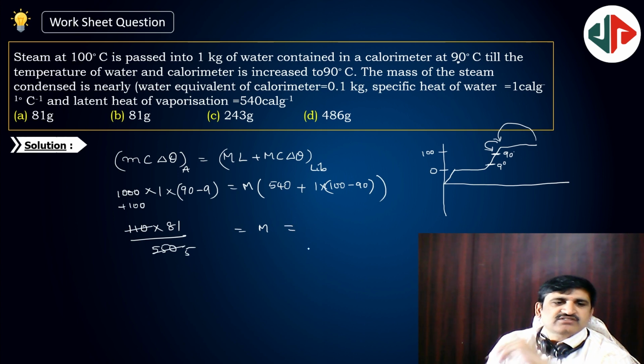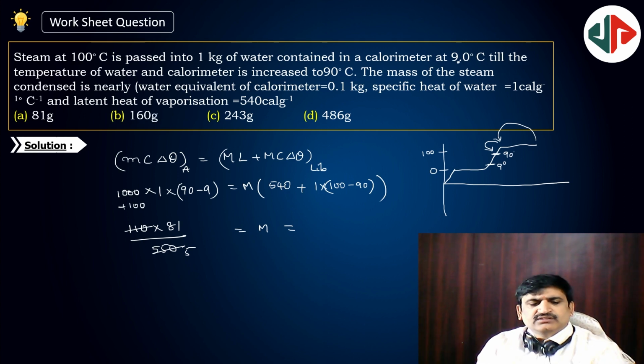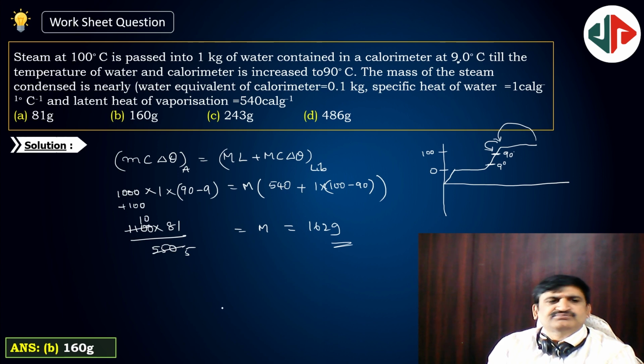So M is equal to how many times? 16 roughly. 16 grams. So here it is 1100 into 81 and M is equal to. So this is 1100, 5 times, and here 10 times. So 162 gram. 162 gram is nearest number maybe.